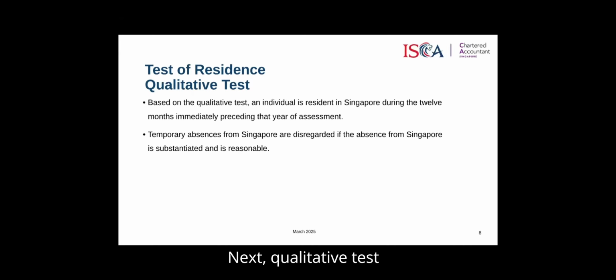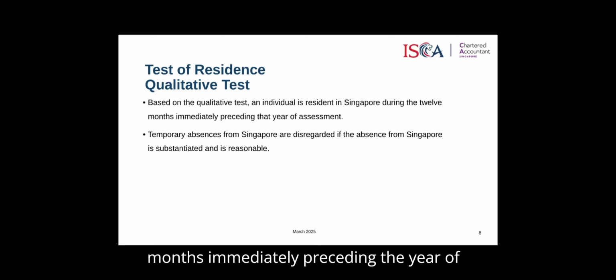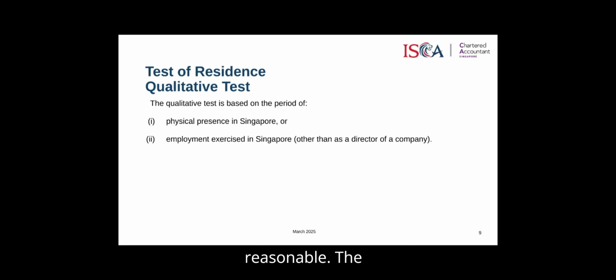Next, the qualitative test for residency. Based on the qualitative test, an individual is resident in Singapore during the 12 months immediately preceding the year of assessment. Temporary absences from Singapore are disregarded if the absence is substantiated and reasonable. The qualitative test is based on the period of physical presence in Singapore or employment exercised in Singapore other than as a director of a company.